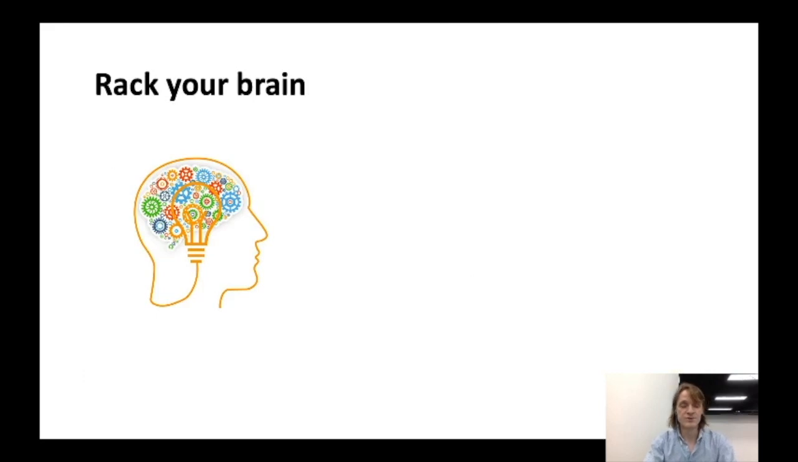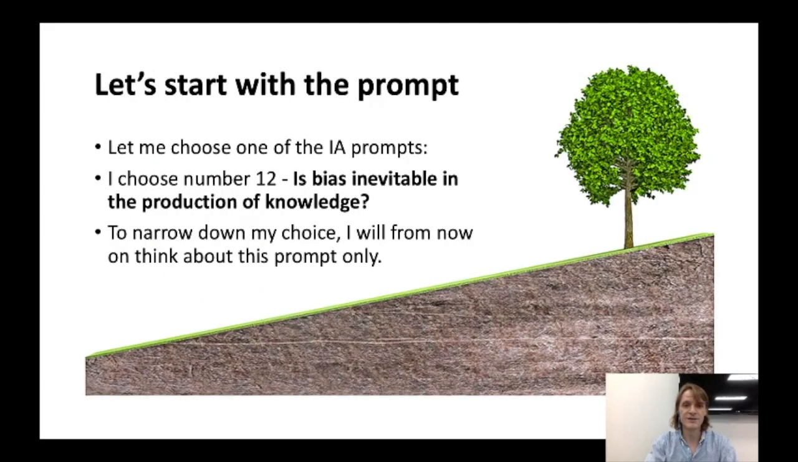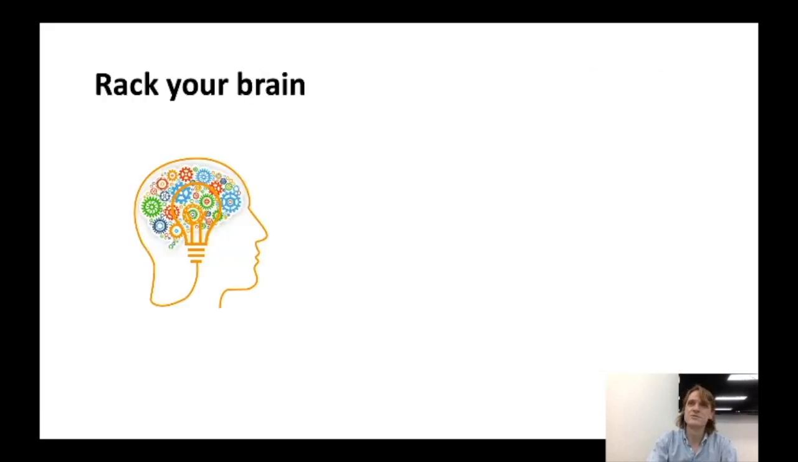So now I have a knowledge question, so what do I do next? I look at it again. It says, "Is bias inevitable in the production of knowledge?" And I just rack my brain. So what do I have to say about that? Bias in the production of knowledge.